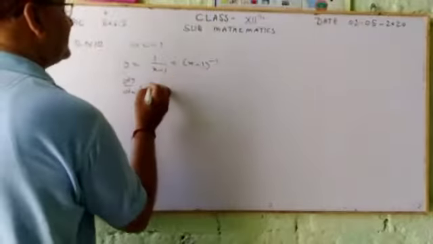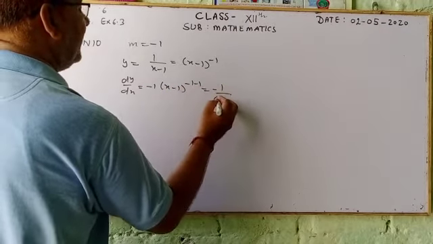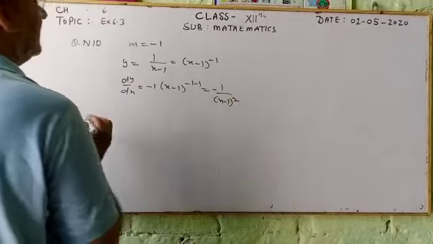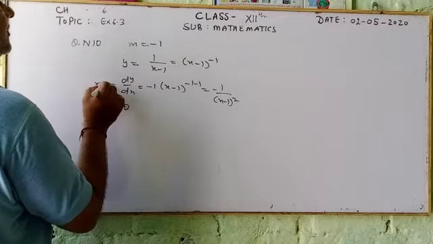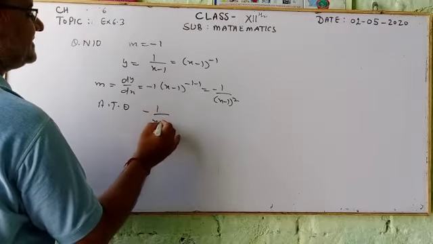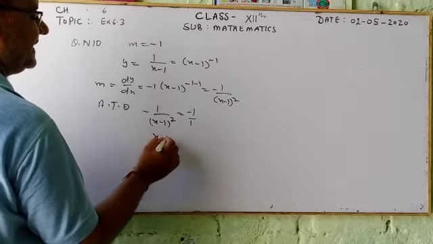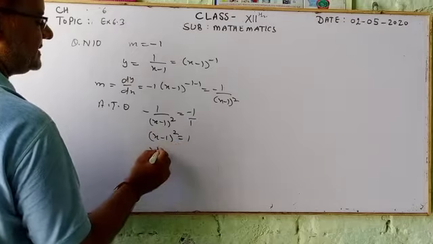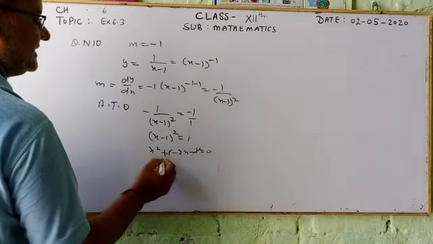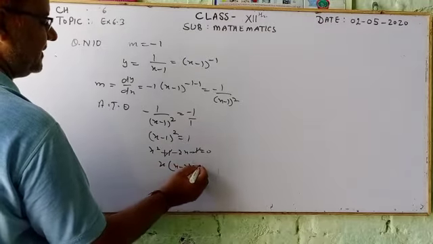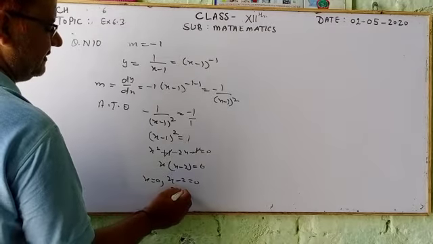So dy by dx is -1 times (x minus 1) to the power minus 1 minus 1, which gives -1 upon (x minus 1) whole square. According to the question, this is also the slope. So -1 upon (x minus 1) whole square equal to -1. After cross multiplication we get (x minus 1) whole square equal to 1, x square plus 1 minus 2x minus 1 equal to 0. The 1s cancel out, taking x common, x(x minus 2) equal to 0, so x equal to 0 and also x equal to 2.